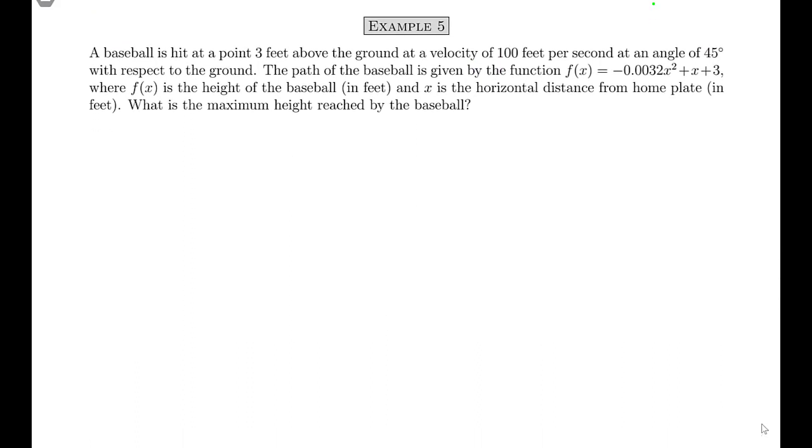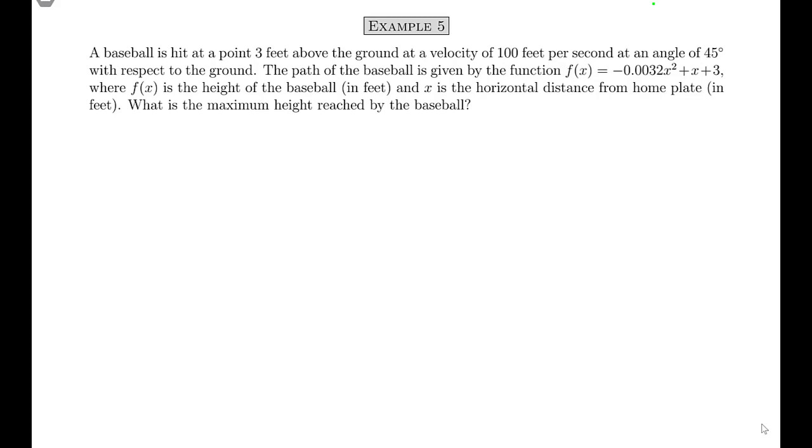Suppose that a baseball is hit at a point 3 feet above the ground at a velocity of 100 feet per second at an angle of 45 degrees with respect to the ground. The path of the baseball is given by the function f of x equals negative 0.0032 x squared plus x plus 3, where f of x is the height of the baseball in feet and x is the horizontal distance from home plate, also in feet. What's the maximum height reached by that baseball?